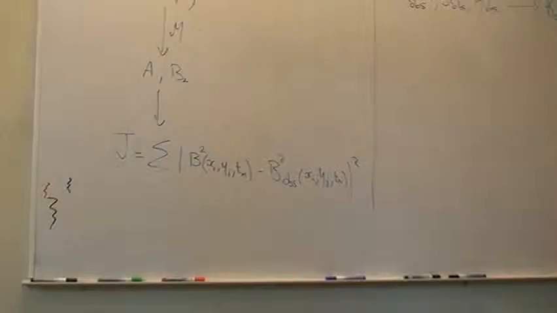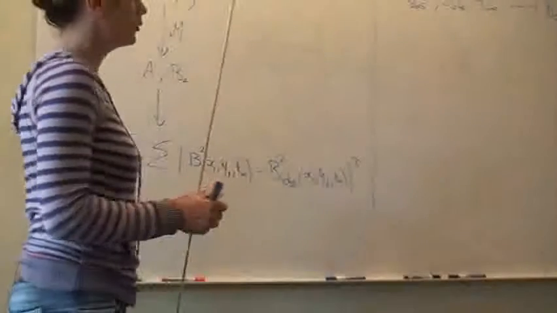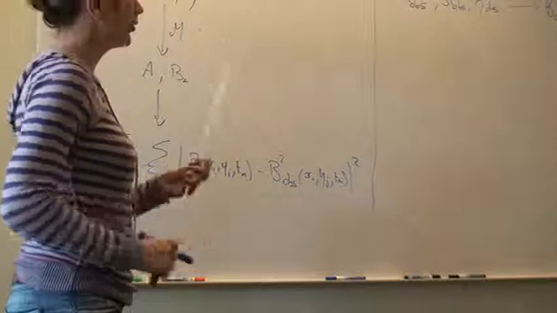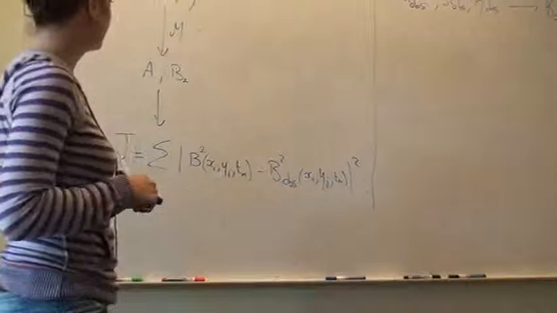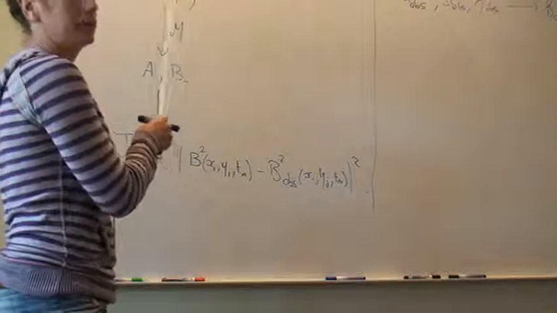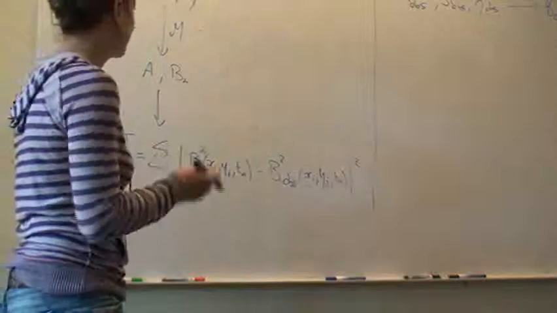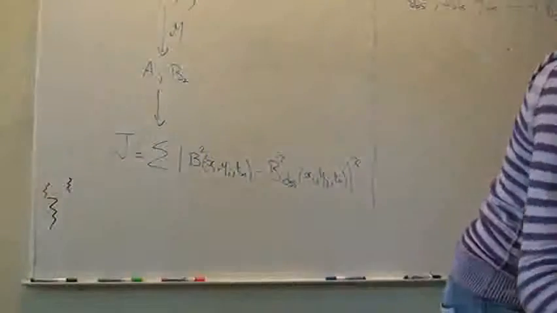Okay, so this is it. We have our cost function, and now we want to have through the adjoint code the gradient of J with respect to these parameters, alpha, eta, and omega. So this is what I did. So this is just to show you quickly.